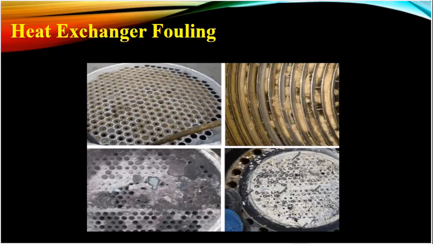Heat exchanger fouling. Heat exchanger fouling refers to the accumulation of unwanted materials on the surfaces of a heat exchanger during operation. In combustion processes, fouling significantly impacts efficiency, reliability, and operational costs. Understanding the mechanisms of fouling, its effects, and mitigation strategies is crucial for maintaining optimal performance in systems like boilers, process heaters, and power plants.